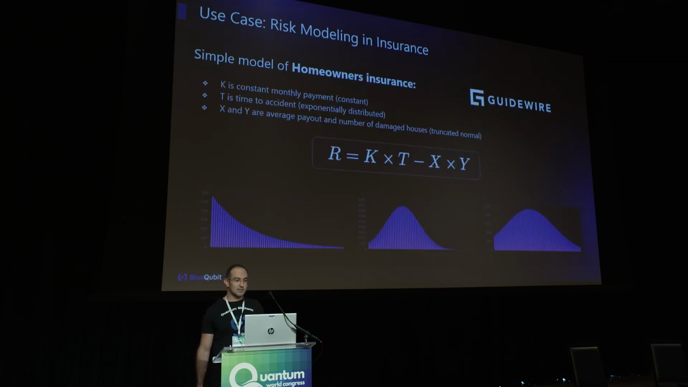Okay, now I'm going to switch gears and talk about the case study we have done for insurance risk modeling. This was work done in collaboration with Guidewire, which is the largest insurtech company in the US. They have a big data science team, and they work closely with insurance firms, with actuaries and data science players.